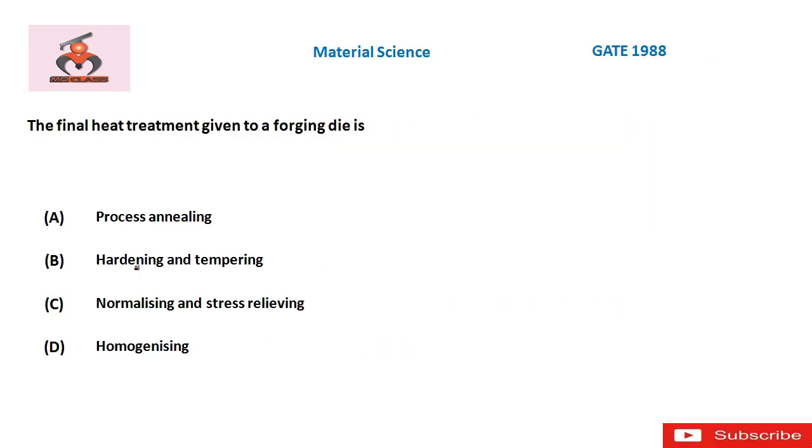The final treatment given to a forging die is: process annealing, hardening and tempering, normalizing and stress relieving, homogenizing. So a forging die is a tool for the forging process. It should have high hardness and toughness. It has to be hardened and tempered. So answer B is correct.